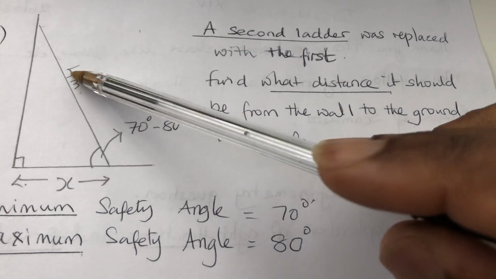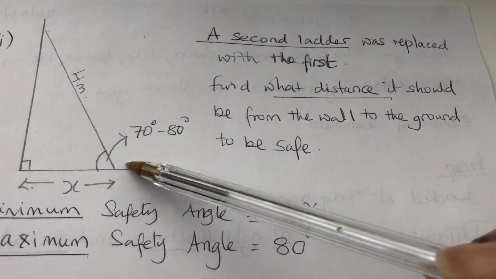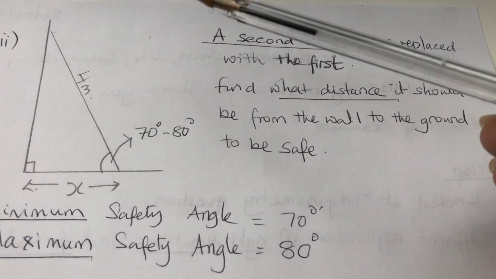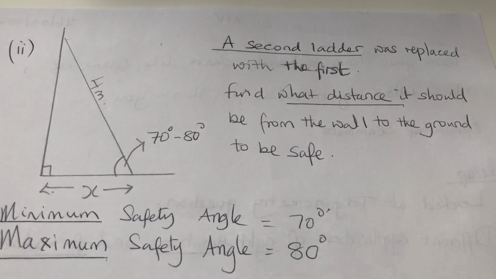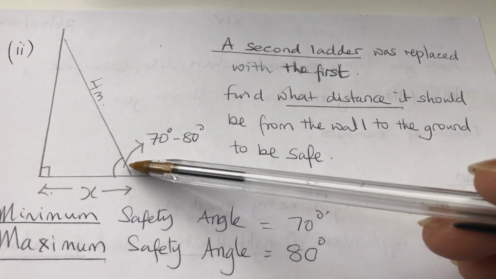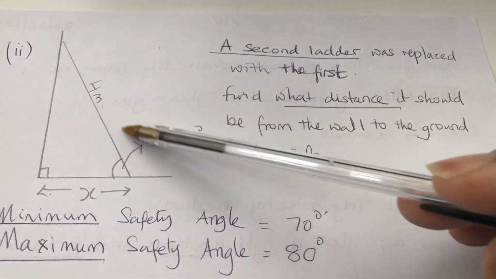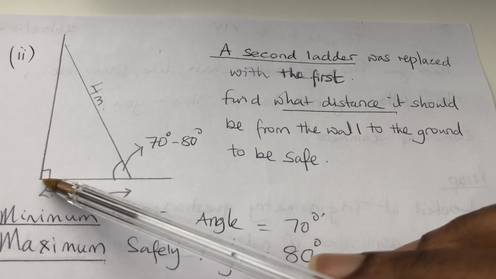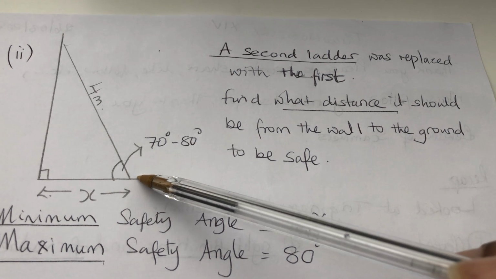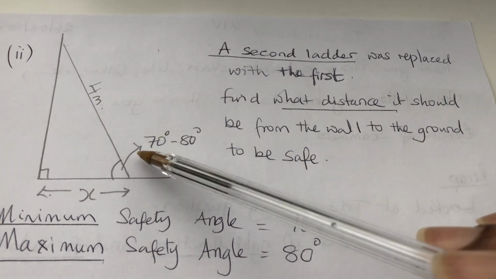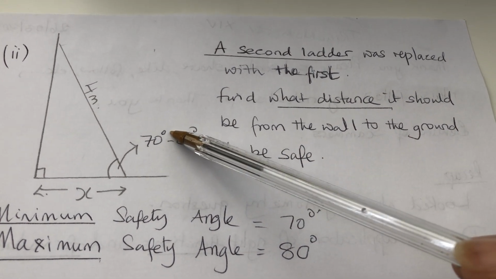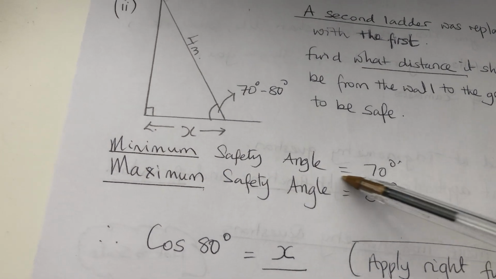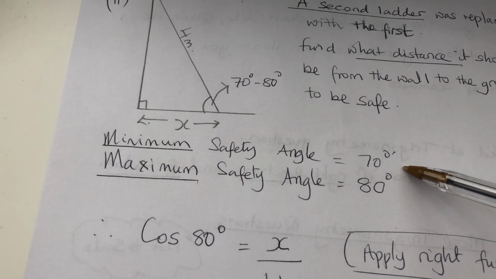The angle you incline it. Okay, now the second ladder, assuming you used the first ladder and the owner came for it, you had to borrow a second ladder. This ladder is 4 meters. So they're asking you what distance from the wall to the ground should you incline it so that it will be safe. Okay, now we know that the minimum safety angle should be 70 degrees.